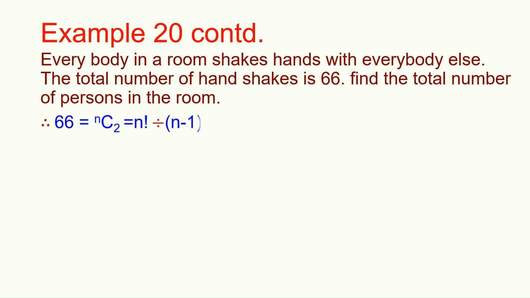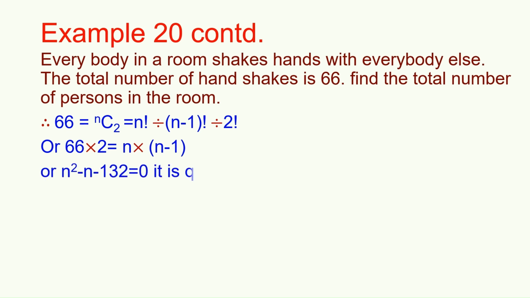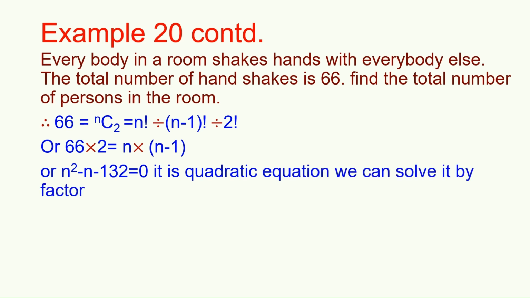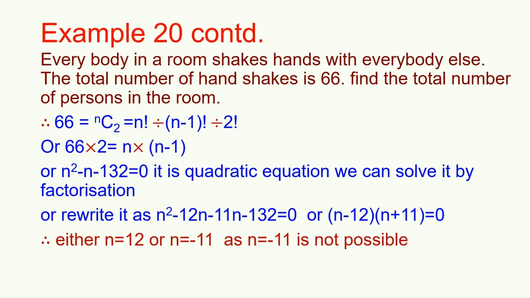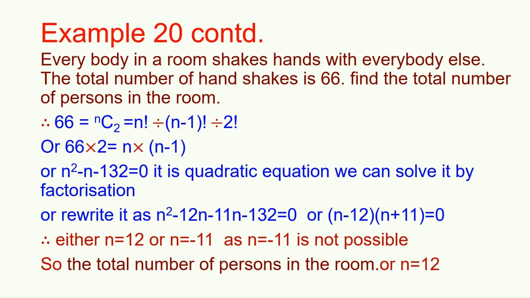Therefore 66 equals nC2 equals factorial n divided by factorial n minus 2 divided by factorial 2. Or 66 times 2 is equal to n times n minus 1. Or n square minus n minus 132 is equal to 0. It is a quadratic equation. We can solve it by factorization, and the factors are n minus 12 times n plus 11 equals 0. Therefore either n equals 12 or n equals minus 11, and n equals minus 11 is not possible. So the total number of persons in the room, n, equals 12.